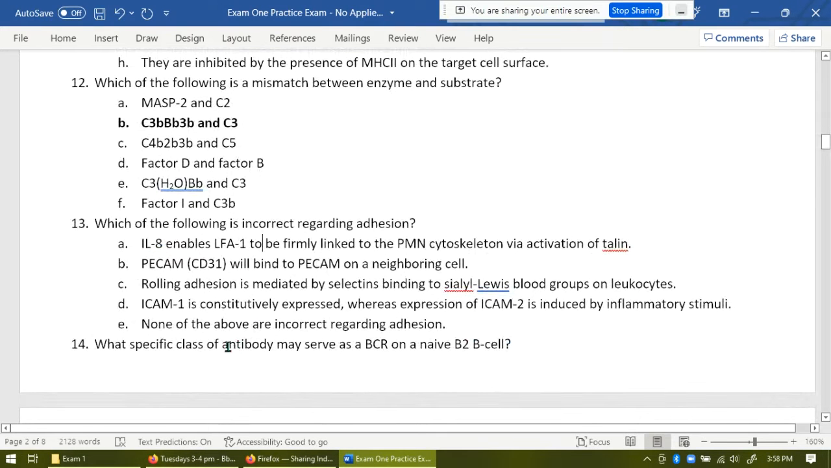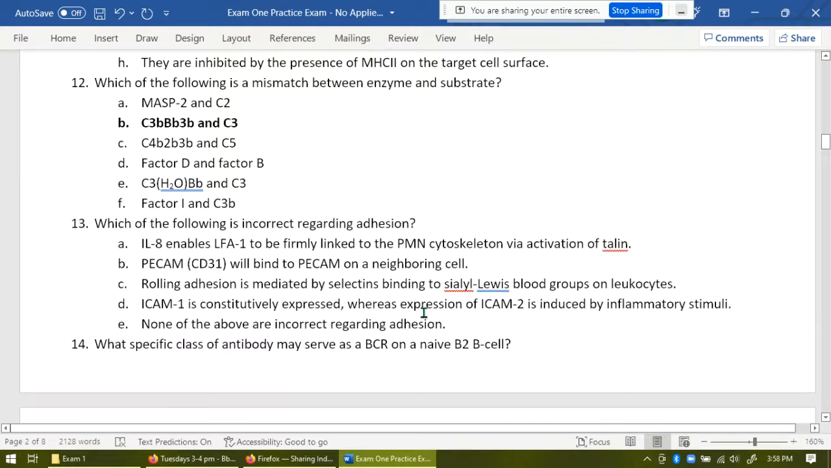Which of the following is incorrect regarding adhesion? IL-8 enables LFA to firmly link to the neutrophil cytoskeleton via talin. That one's true. So that one's not incorrect. PECAM will bind to PECAM on a neighboring cell. That one is true as well. PECAM is a ligand for itself. Rolling adhesion is mediated by selectins binding to sialyl-Lewis blood groups on leukocytes. That one is true as well.